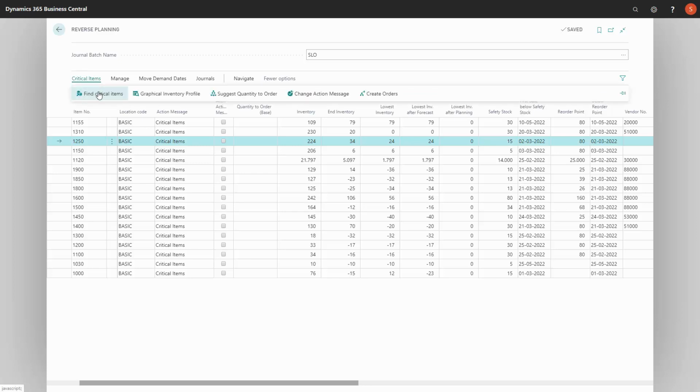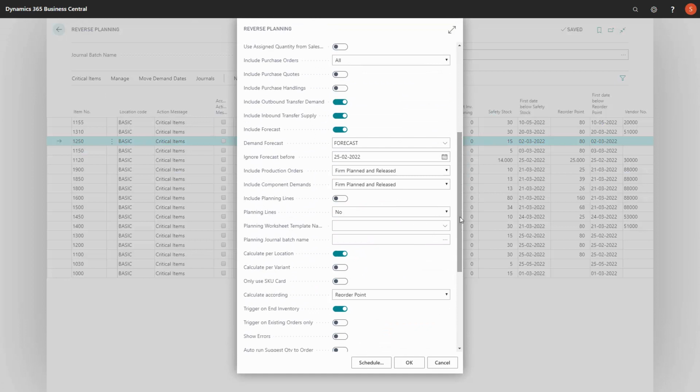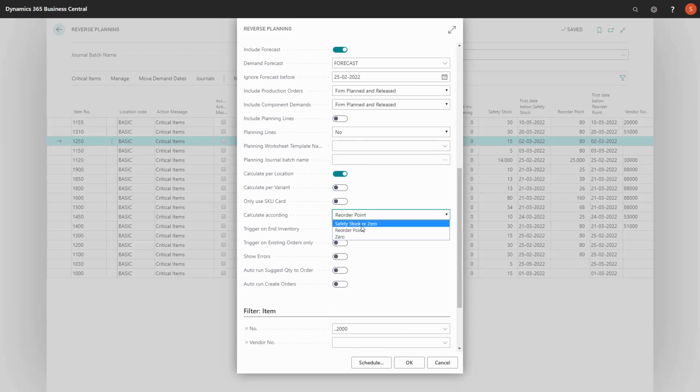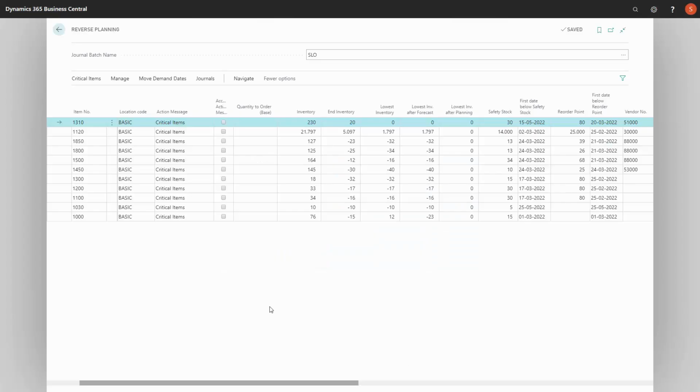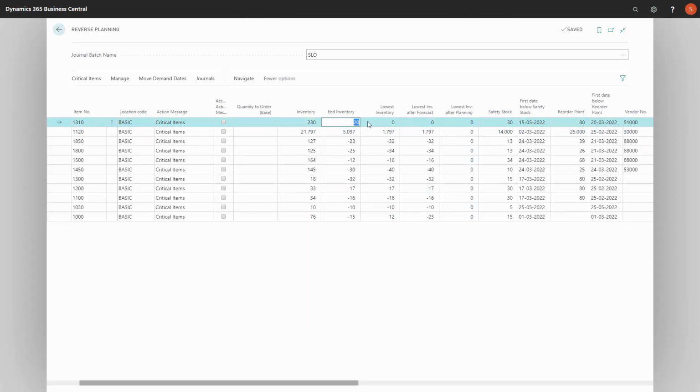If I calculate it with safety stock or 0 instead, be aware that if the reorder point is set to 0, it will take the safety stock instead. Now we calculate it to safety stock or 0, meaning if my end inventory is 20 and it's lower than the safety stock, it will pop up. But it doesn't trigger on reorder point, of course, it triggers on safety stock, and if you didn't add any safety stock, it triggers on 0.